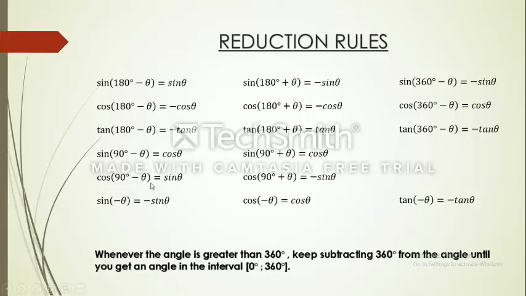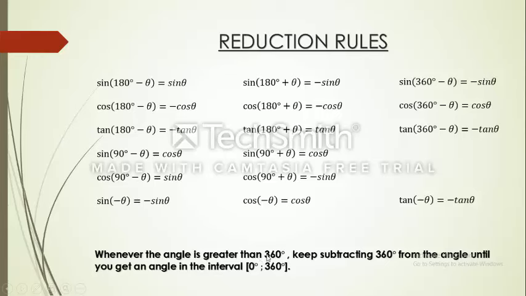Cos 90 minus theta changes to sine theta, and this is in the first quadrant. And cos 90 plus theta changes to negative sine theta. This is in the second quadrant. That's why sine is negative. Sine negative theta simplifies to negative sine theta, while cos negative theta simplifies to a positive cos, and tan negative theta simplifies to negative tan theta.